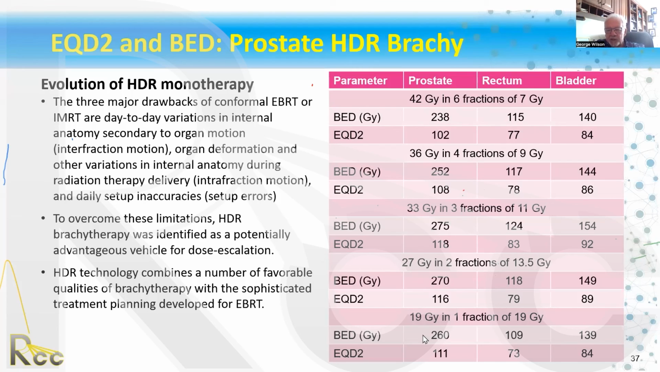And again, it really shows that the main point is that maybe 1 fraction isn't as effective as giving 2 fractions of high dose brachytherapy, because the total dose is increased with 2 fractions compared to the single fraction of 19 gray. But again, just examples of how you can calculate these parameters for these different types of schedule.